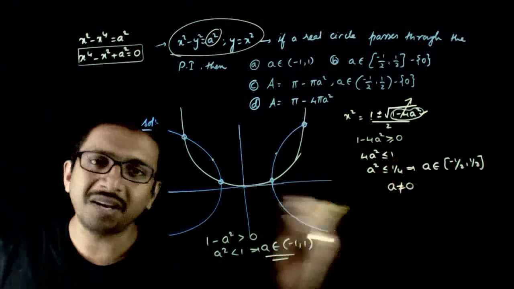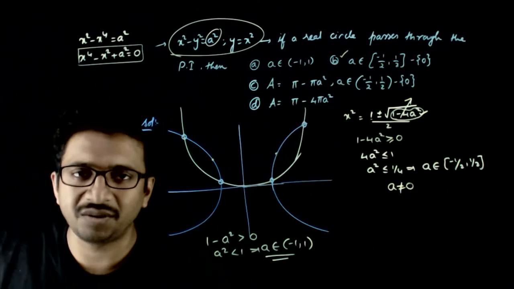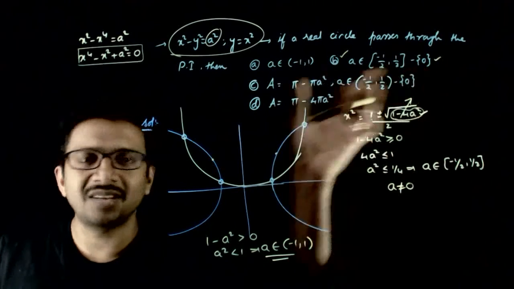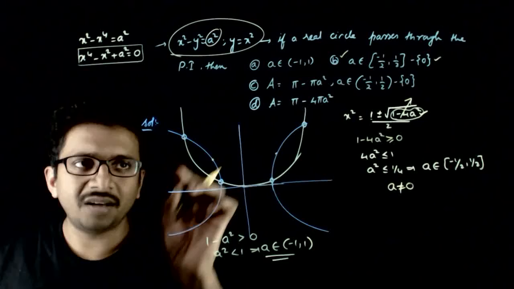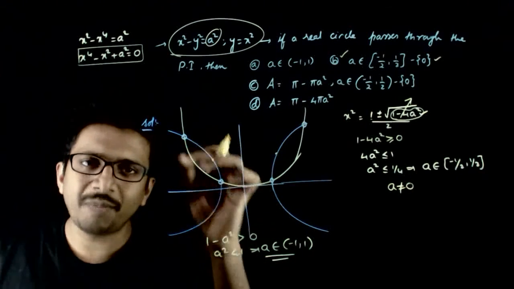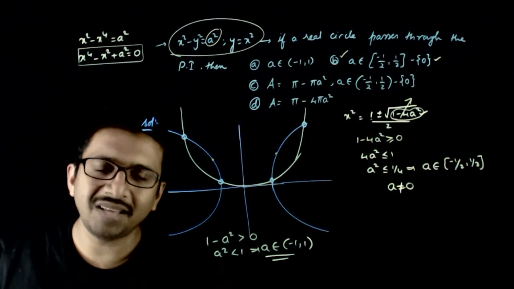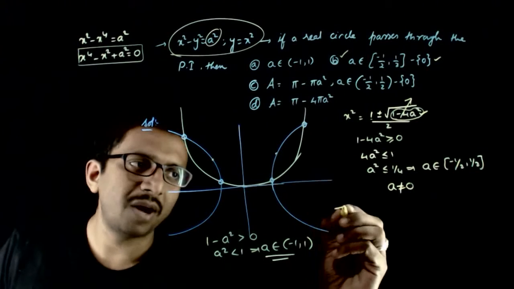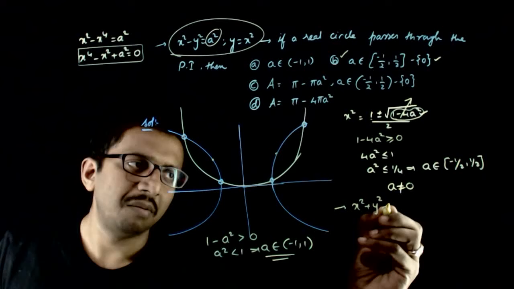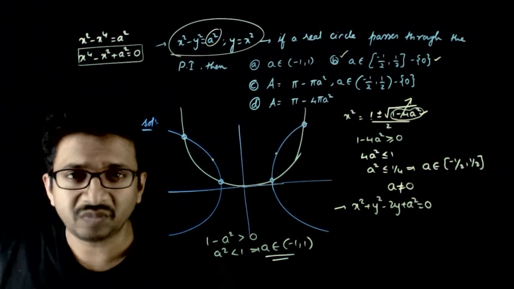So what is the common interval? The common interval is a belongs to minus 1 by 2 to 1 by 2, minus 0. Now once we have specified this limit for a, you have 4 points of intersection, and this condition is also valid. So a circle passes through these 4 points. Now what is the area of the circle? To get the area of the circle, we need the radius. We have already derived the circle: x square plus y square minus 2y plus a square is equal to 0. This is what we have derived earlier.